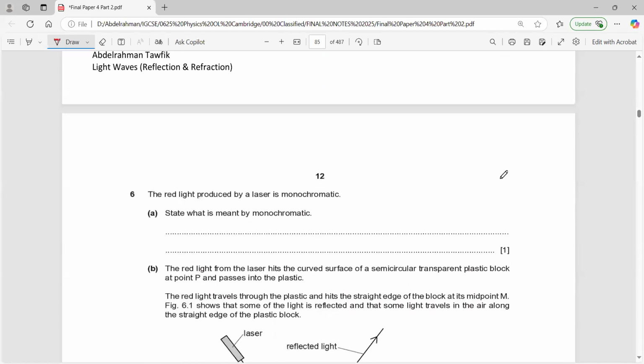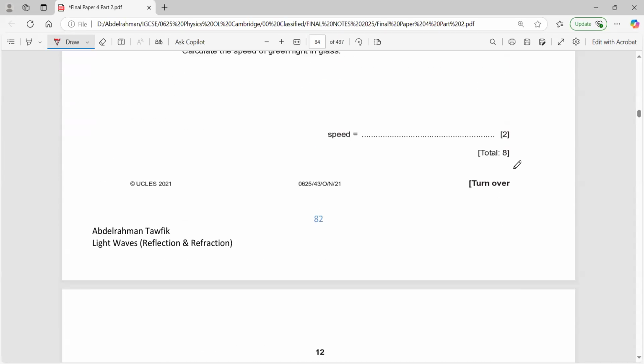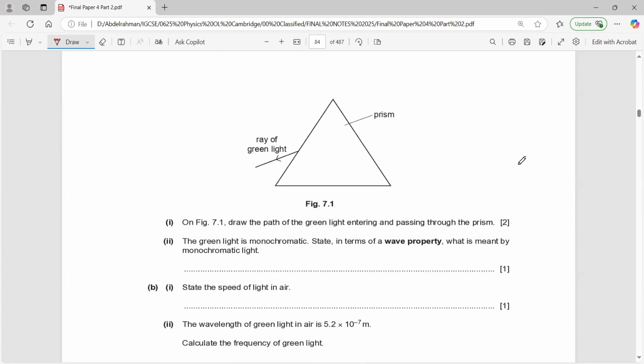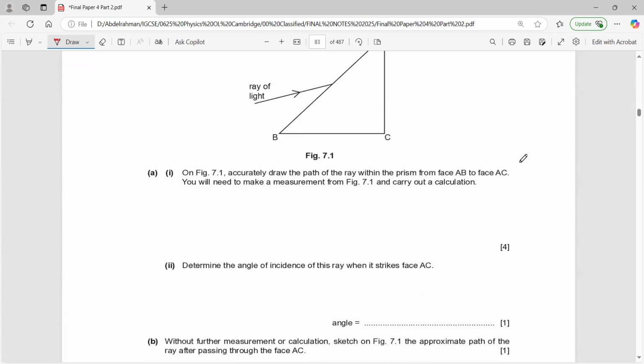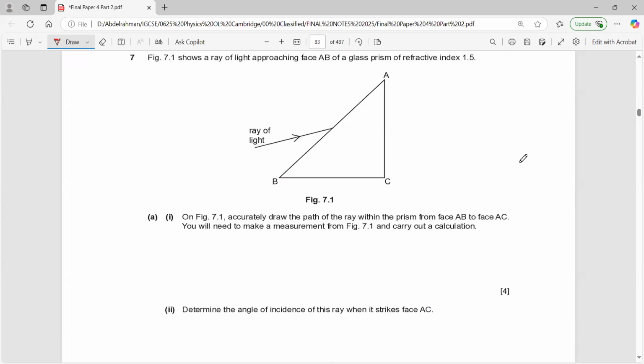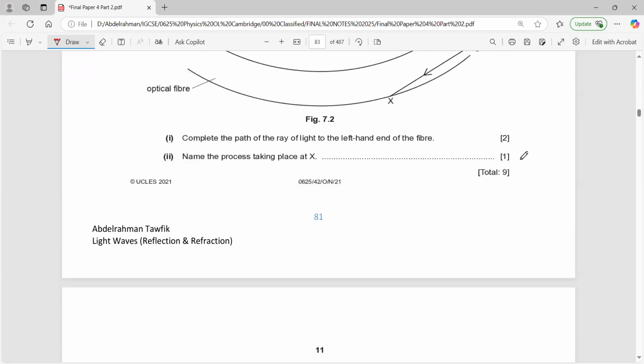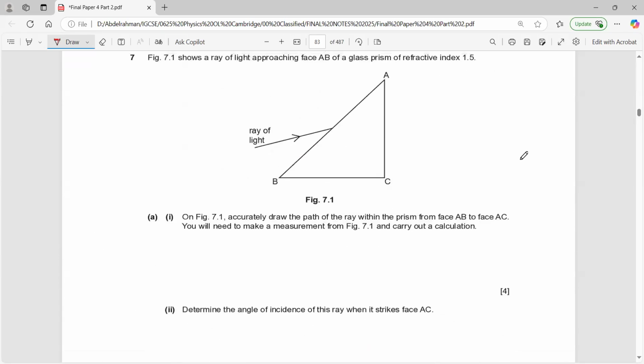Monochromatic light, we will discuss it further on, but monochromatic light is light with one frequency. Again, this is dispersion. Here this is a drawing. This is page 81. On figure 7.1, accurately draw the path of the ray within the prism from face AB to face AC. You will need to make measurements from figure 7.1 and carry out a calculation.